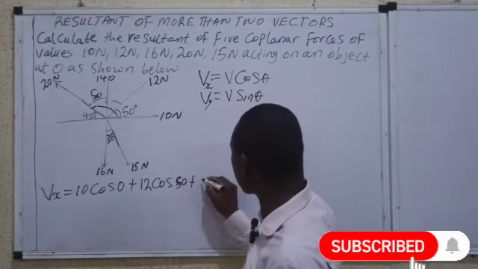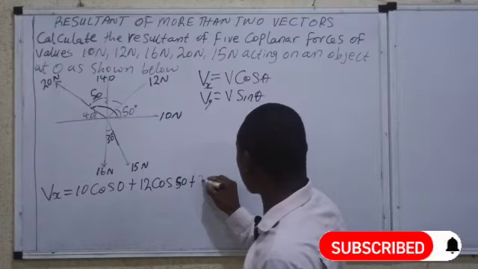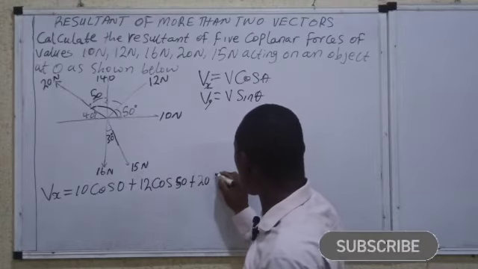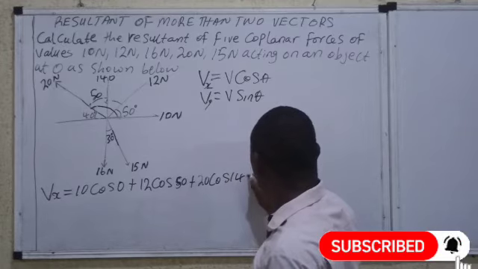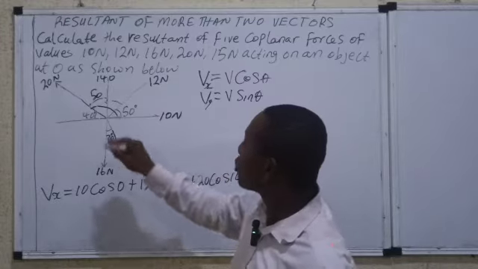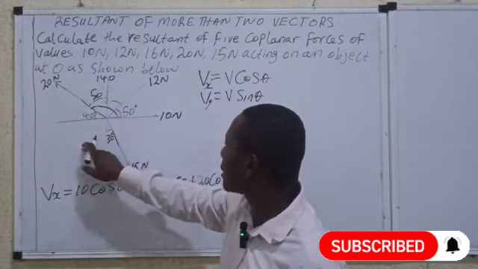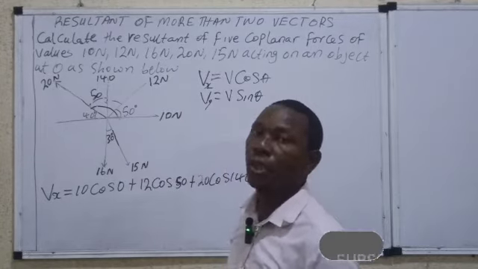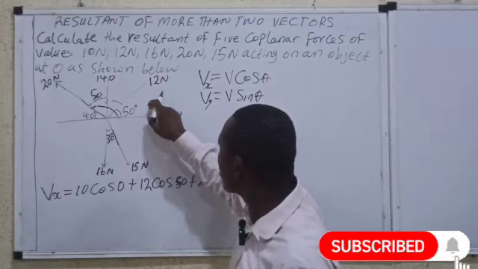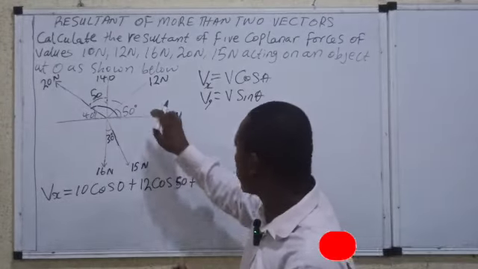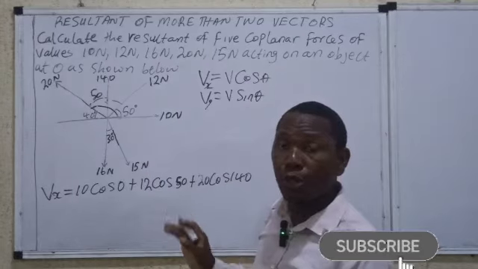So I'll now put 20 cos 140. Remember, I'm using that quadrant. Here is all, here is sine, tan, and cosine. I'm starting from this place and I'll be resolving all towards this place. It's a very short method.